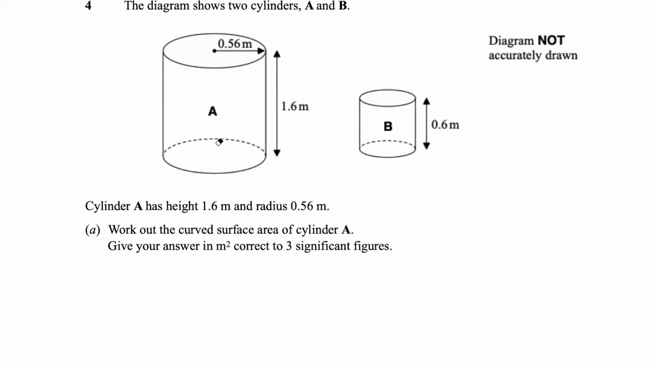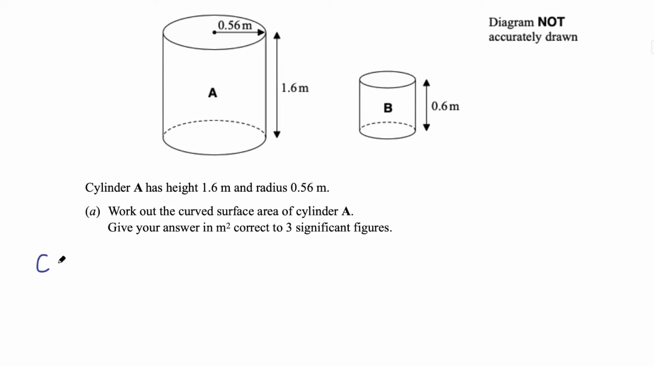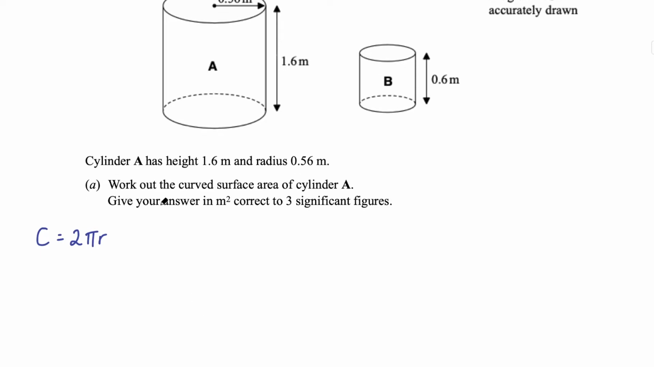And to work that out, you need to know that when you unroll a cylinder, this curved part becomes a rectangle. So what you're looking for here is the area of a rectangle, and you need to know how to find the length of that rectangle. Once you unroll it, the length is the circumference of the circles on the ends. The width they give you as the height of the cylinder. So to find that length of that rectangle that curved surface area would become, you need the circumference of this circle, and you know that the circumference of a circle is 2 pi r. So we can work out that length because they give us the radius. So the curved surface area is going to be the width, 1.6, multiplied by the circumference of that circle, which is going to be 2 pi times 0.56.